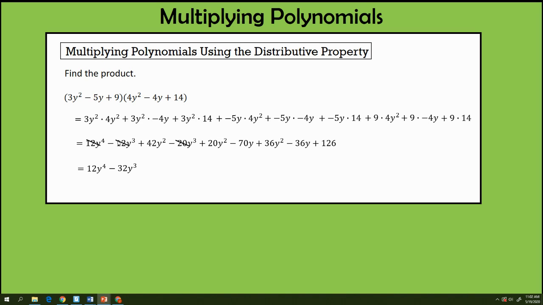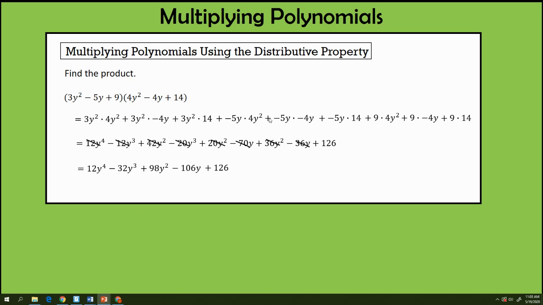So all done with all my y cubes and my y to the fourth. So the next one now is y squares. I got 42y squared, 20y squared, 36y squared. That'll give me a total of 98y squareds. Cancel those guys out. Now I'm down to my y term, negative 70 and negative 36 is negative 106y. So I'm done with those. And then the only thing left is my constant, 126. So that's standard form, 4, 3, 2, 1, 0. Okay. And we're simplified.